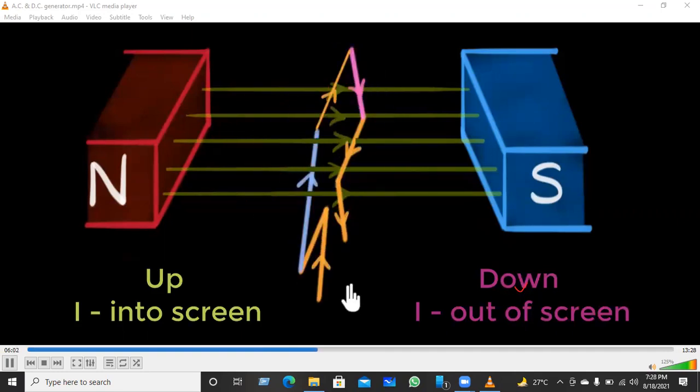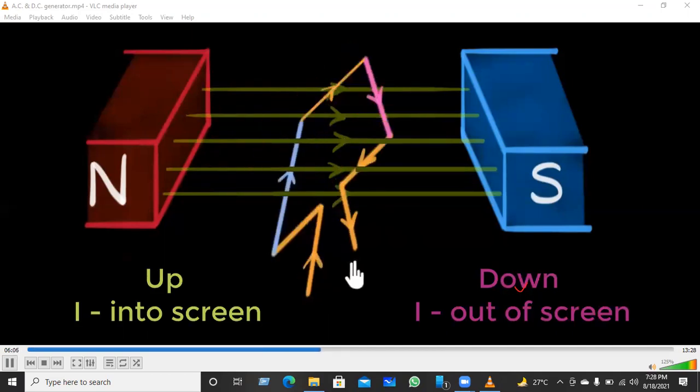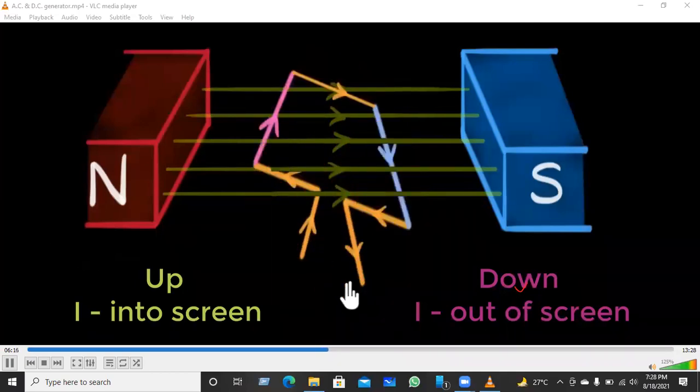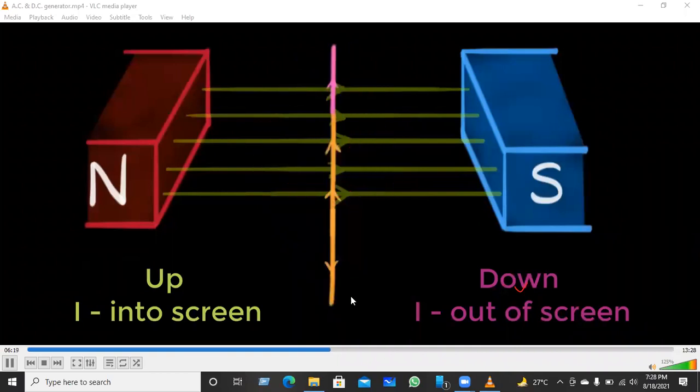Now, of course, in the animation, I'm pausing the animation when my coil is perpendicular to the magnetic field so that we can see it. But of course, in reality, the coil will be pushed continuously. There will be no stopping. There will be no jerking motion like we're seeing over here.